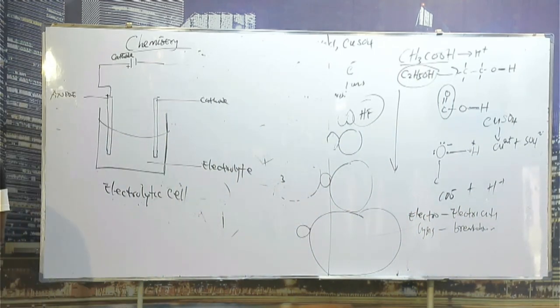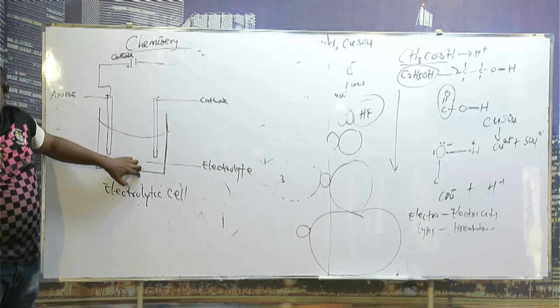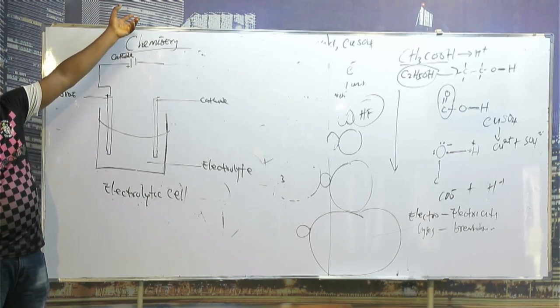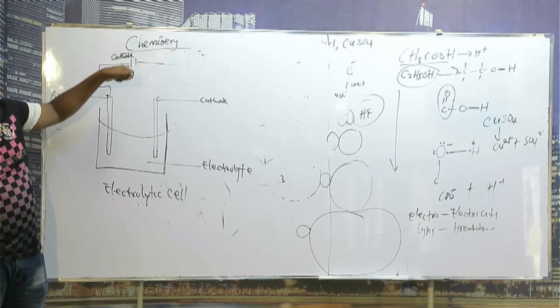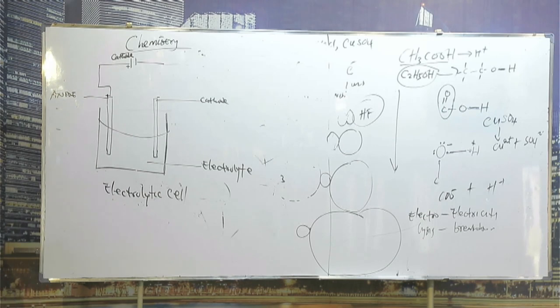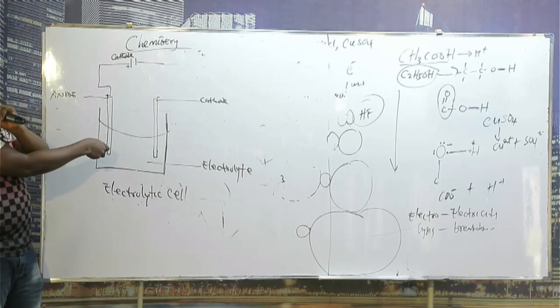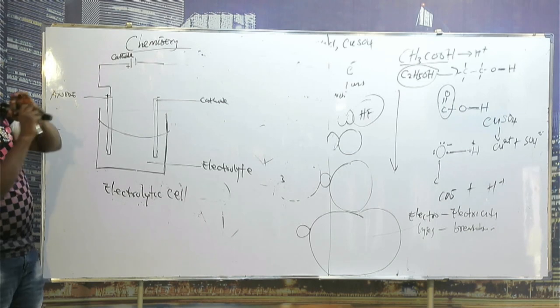What do you use to break compound down? Electricity. So that is the electricity that is going to go into the cell. That is what you're having here. A battery, or you plug into the socket and pass current. Do you get the point now? Or you put a battery.